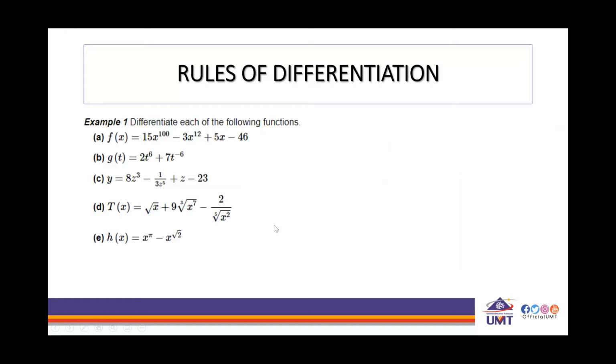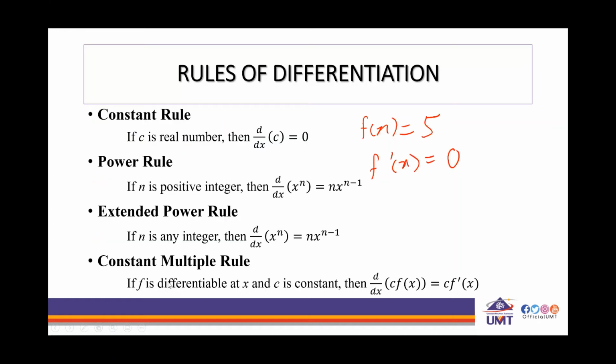Constant multiple rule, right? If f is differentiable at x and c is a constant, then d(cf(x))/dx is equals to c f prime x. Okay, we can take out the constant c first, and then we multiply it back with our derivative.